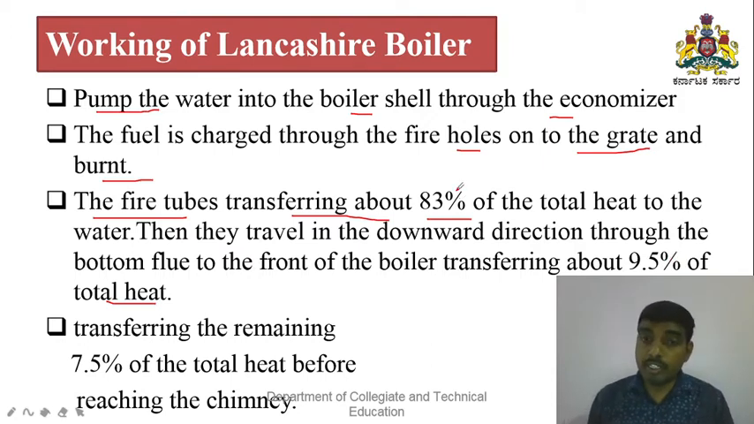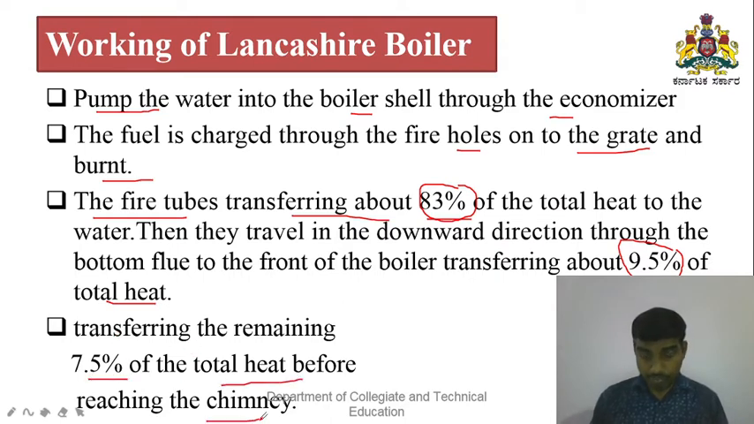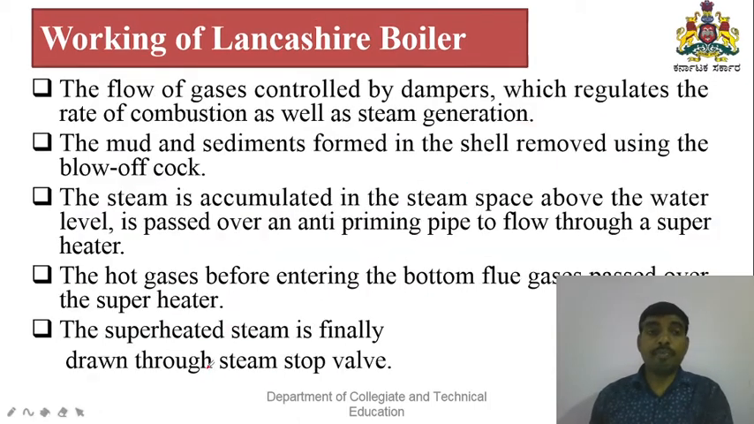That means 83% of the heat is utilized and 9.5% is also utilized, but some losses occur due to the downward movement of the flue gas. The remaining 7.4% of the total heat is carried by the flue gases, nearly 7.5%, while coming out of the combustion chamber. That is lost to the chimney and exhausted to the atmosphere.